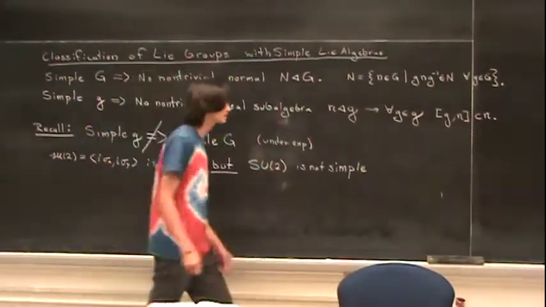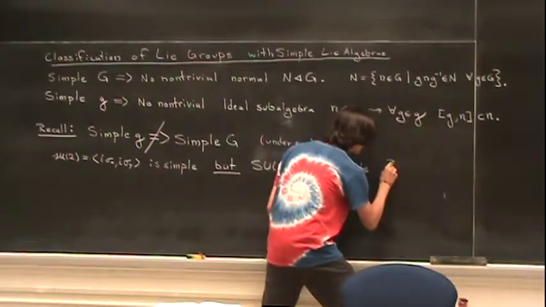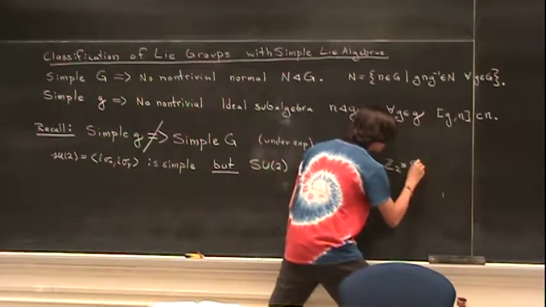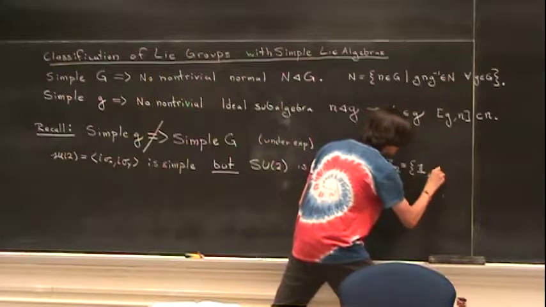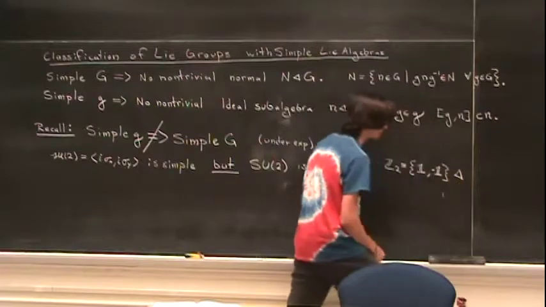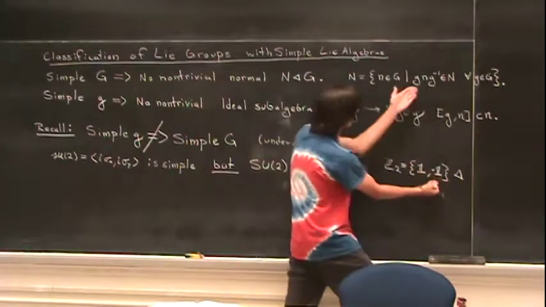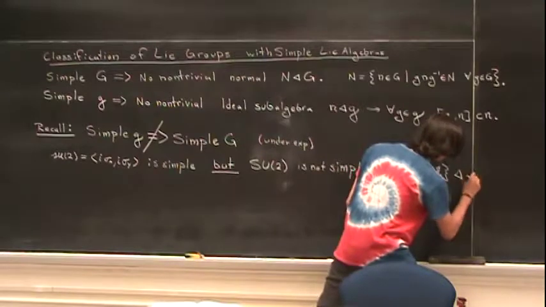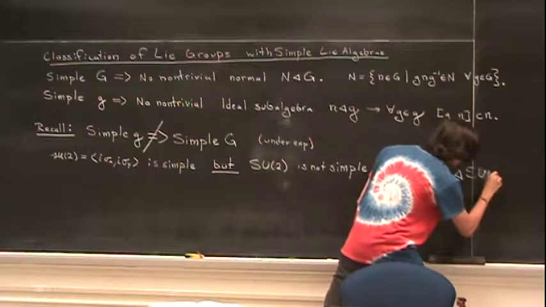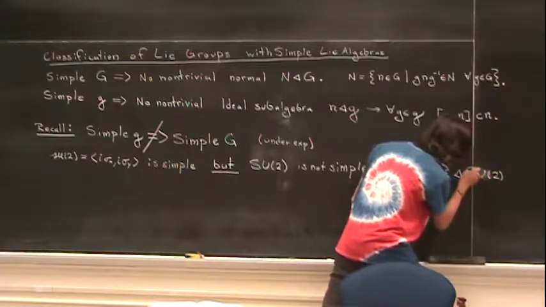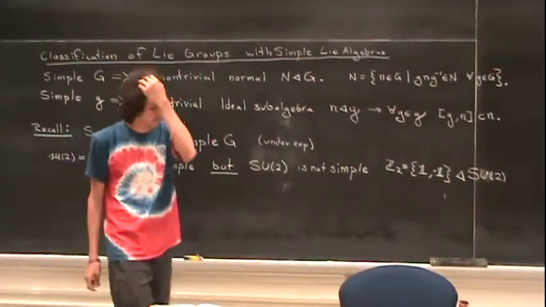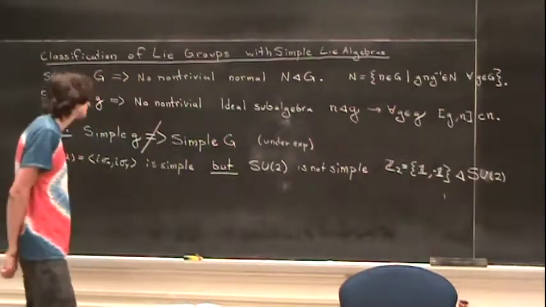Why was this? Well, because it turns out that there is a Z2 subgroup of SU2, which contains the identity and minus the identity. And this was a normal subgroup actually, because everything commutes with the identity, by this normal subgroup property of big SU2. So this is not always true.